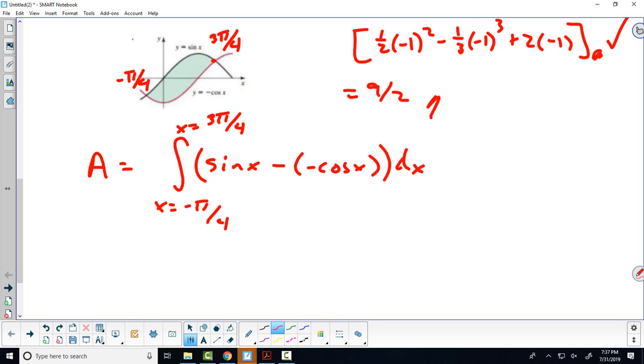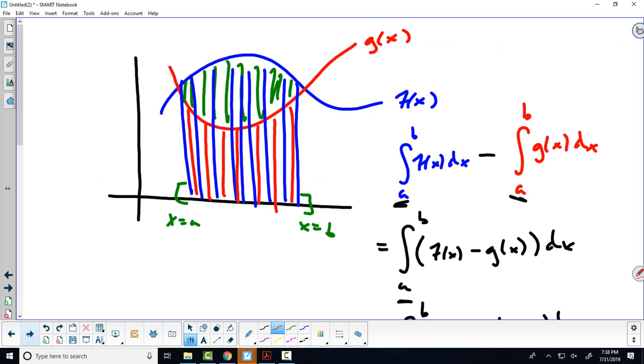If you get an answer of 0, have you made a mistake? Well, for this one, usually you'd say not necessarily, but we're looking for this physical area. So if you get an answer of 0, or if you get a negative number, you've made a mistake on this. Okay. Does that make sense? All right.